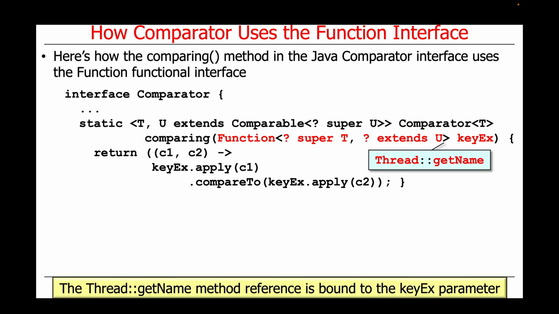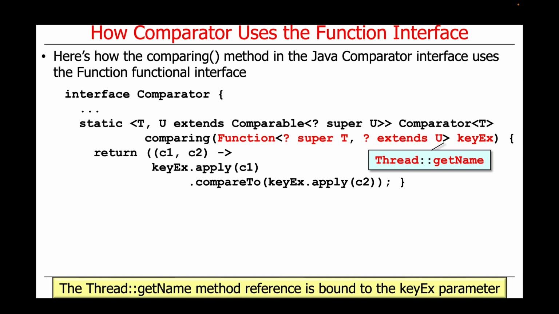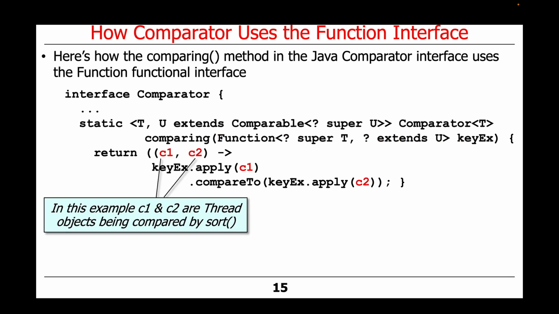The first thing to note is that the Thread::getName method reference, which is passed over here, is bound to the keyEx parameter. So that's how we get that method reference bound to the function that's passed to comparing. If you take a look at the implementation of comparing, you can see how it uses lambda expression syntax. And it's got two values, C1 and C2. Those, of course, are the two values that are being compared by sort. In this particular example, C1 and C2 are thread objects that sort is comparing in order to see how to order them within the list.